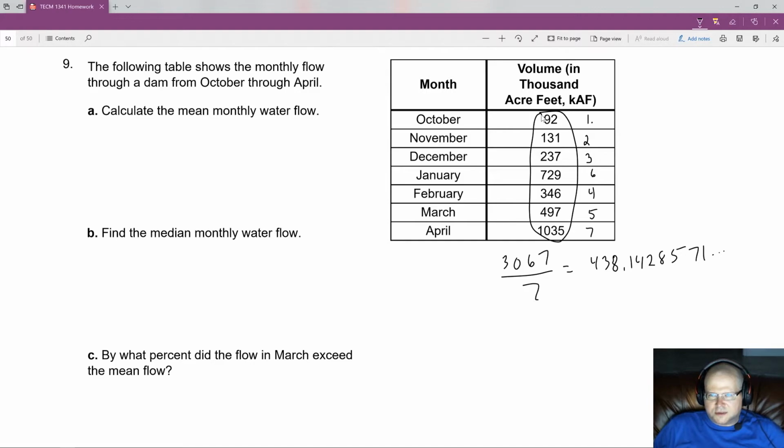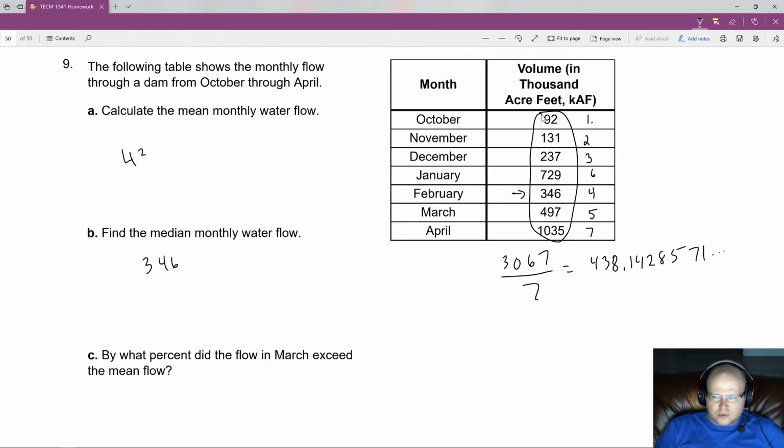Now, since there's 1, 2, 3, 4, 5, 6, 7, there's actually a middle. And the middle of all 7 would be the 4th one, right? So 1, 2, 3, and 4 is this one right here. So that one is right in the middle. So the median in this case is 346.